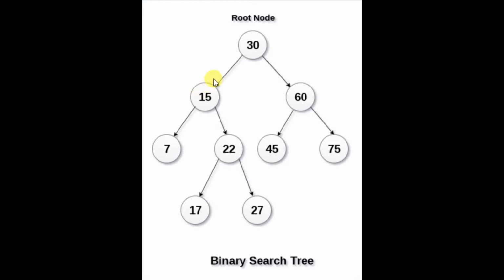And suppose next we feed 75. Since 75 is greater than 30, it will go on right and it will check with 60, and since 75 is greater than 60, it will go on right of 60, and so on for the other nodes.